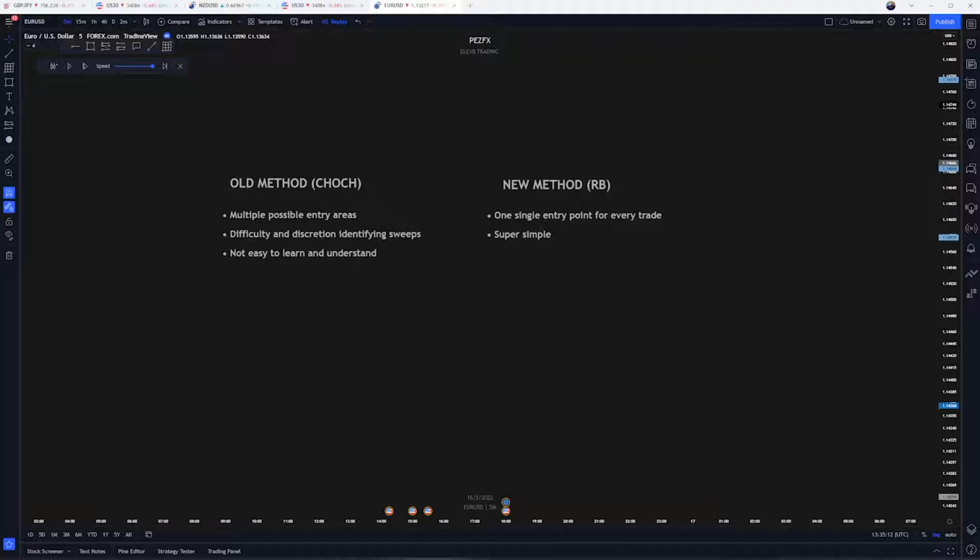But with this new method, there's literally one entry area for every single place. So there should be no confusion around that. Even though it's simple, it works extremely well. So let's jump into it.